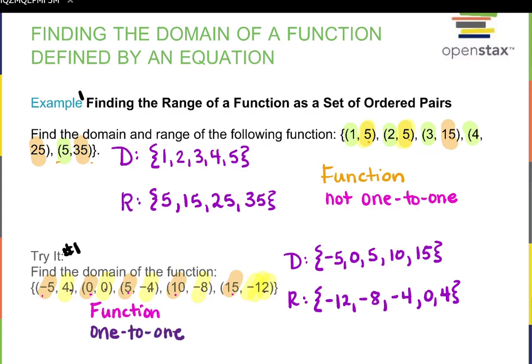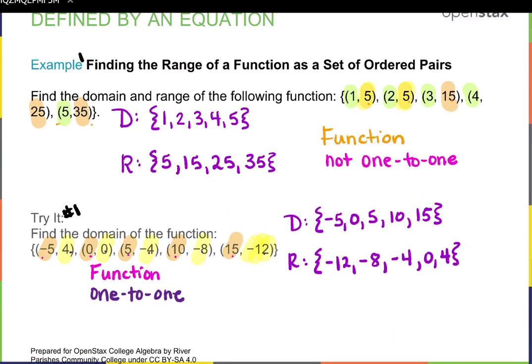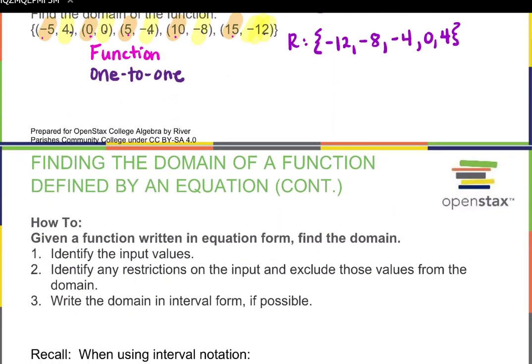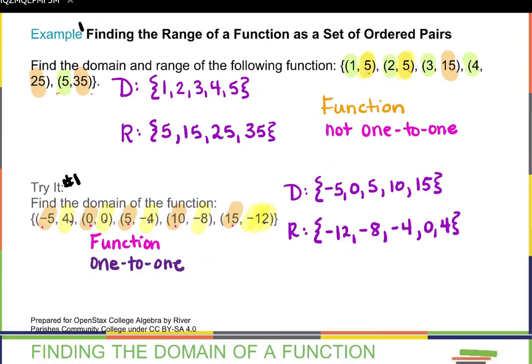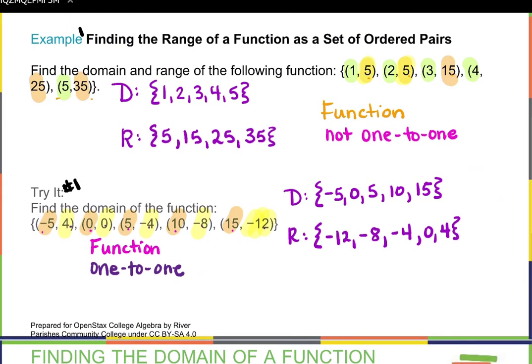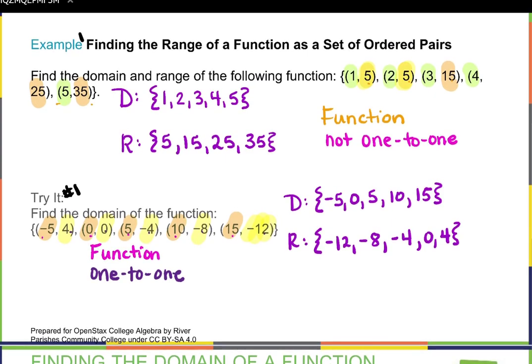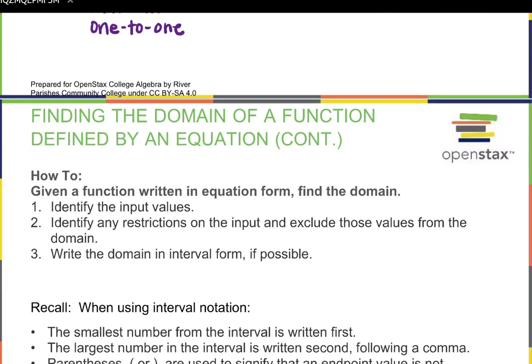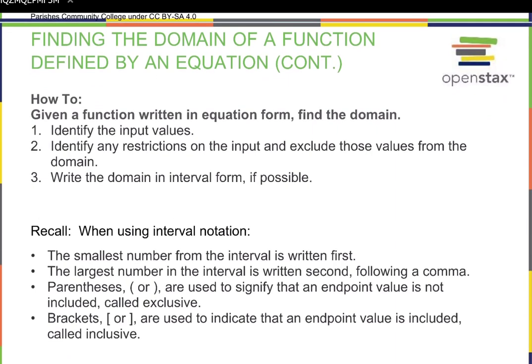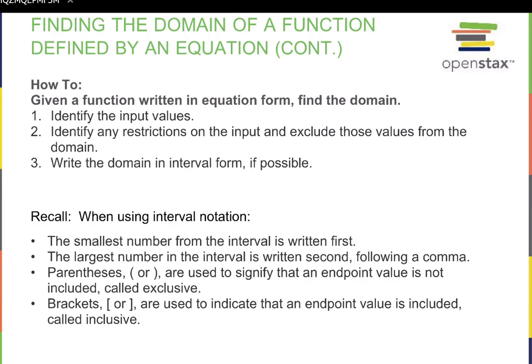And I just wanted to review that because it's good to make sure that we remember what we are building on. As we are moving on, we need to still understand what a function is and what 1 to 1 is. Now, finding domain and range of a set of ordered pairs or a table is actually pretty simple. You're just listing the x's and the y's. It gets a little bit more complex when we're given an equation or a graph. So that's what we're going to focus on in this video. So, finding the domain of a function defined by an equation.